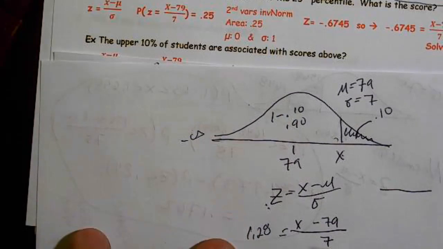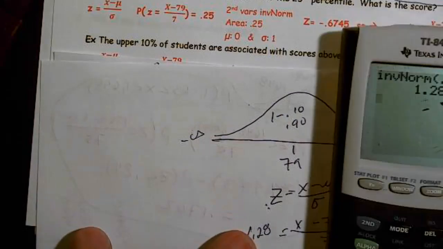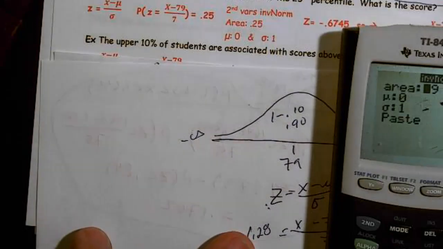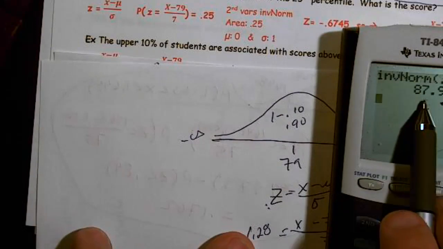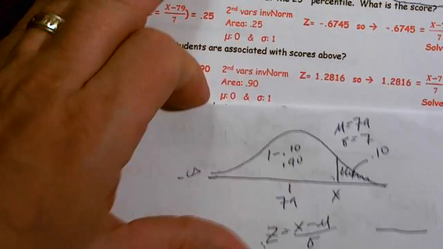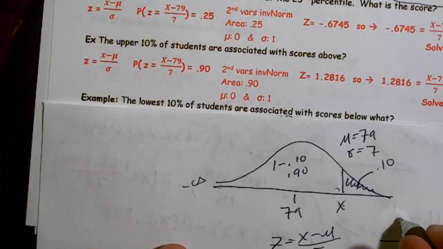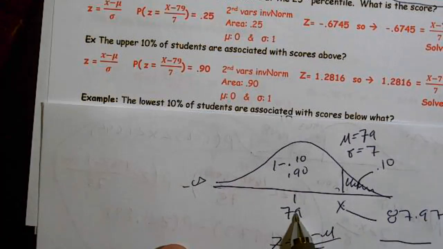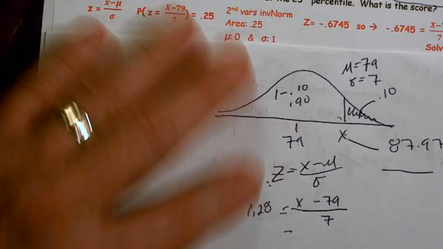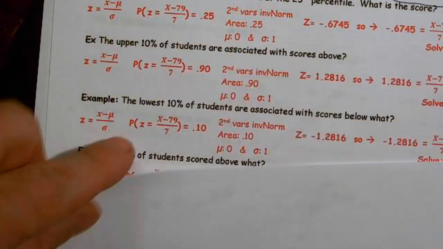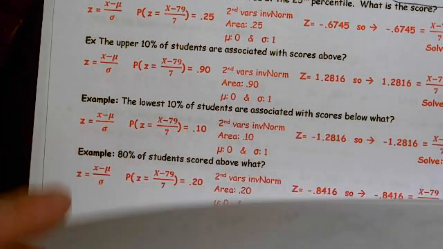Now, technically, it looks like we're solving this by algebra. We don't even have to. The calculator will do it for us. So second vars, inverse norm, and 79 and 7. So we end up with 87.97. So this value right here is 87.97. And we can see that it's pretty high above the mean. Once again, I have to have that z-score. So get in the habit of writing the z-score. They're really picky about that, even though the calculator is doing it pretty nicely behind the scenes.